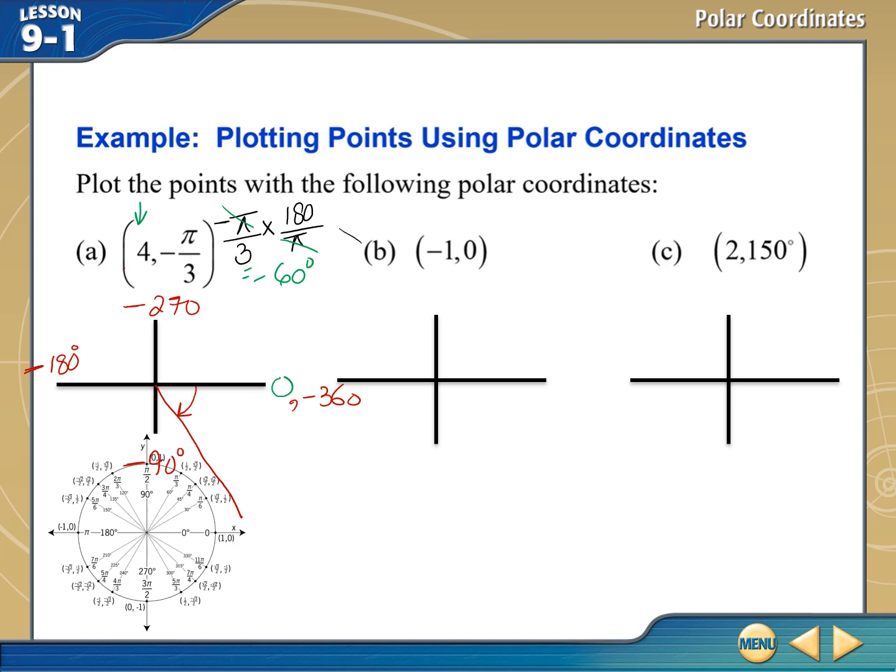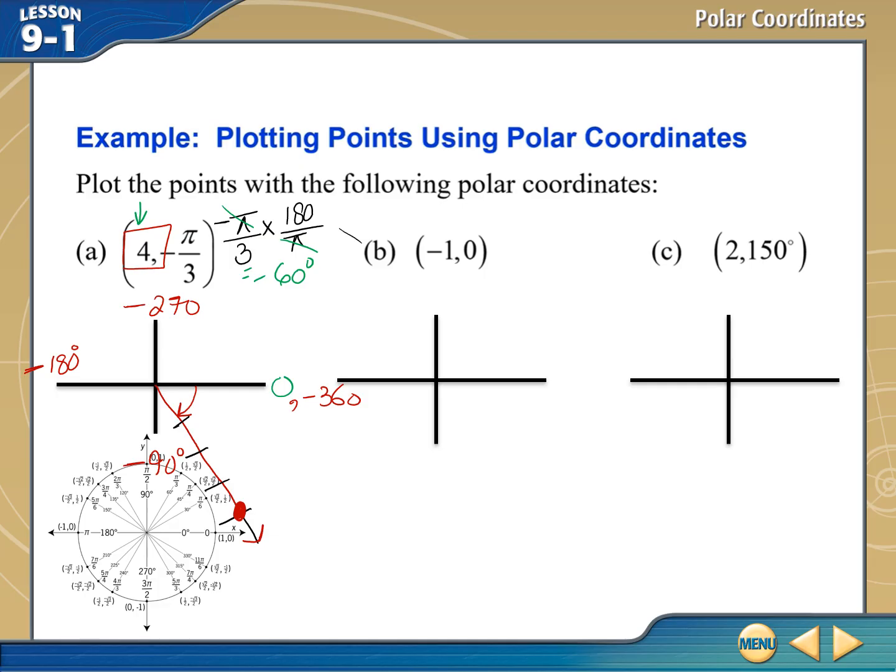Now the r is 4, so let's sketch the 4 points: 1, 2, 3, and here 4. So your point P, which is 4 and negative pi by 3, is here. That's it. This is how we sketch the polar coordinates.